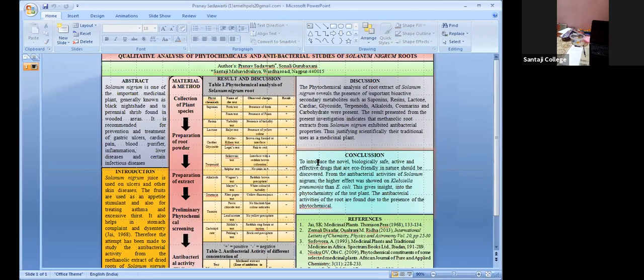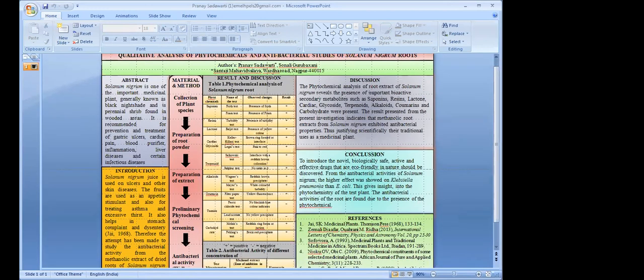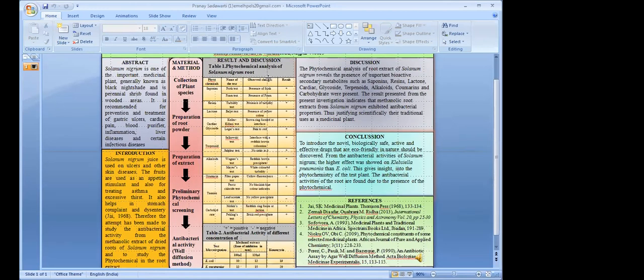Is the poster visible for you? Yes, sir. So just see, what I have written over here is qualitative analysis of phytochemicals and antibacterial studies of Solanum nigrum roots. Here is the author's name. Now moving downward, there is an abstract. Abstract, as compared to introduction, is much smaller, but the main points of the particular research paper are discussed in the abstract itself.